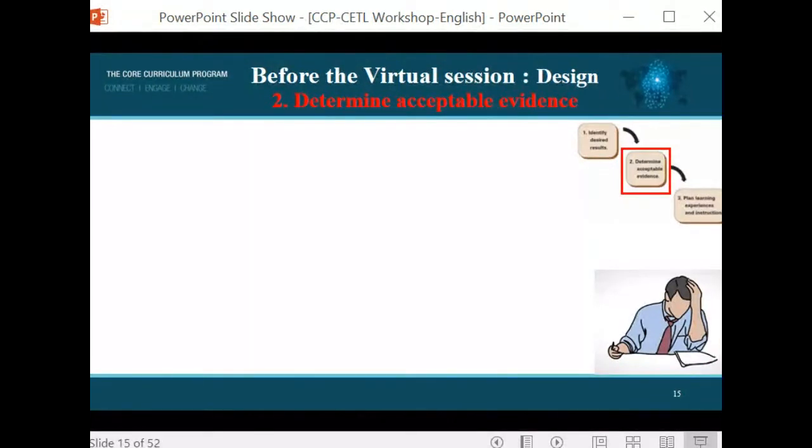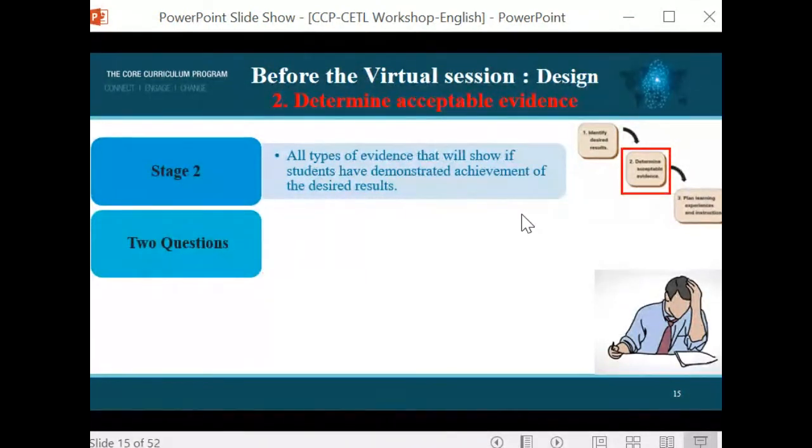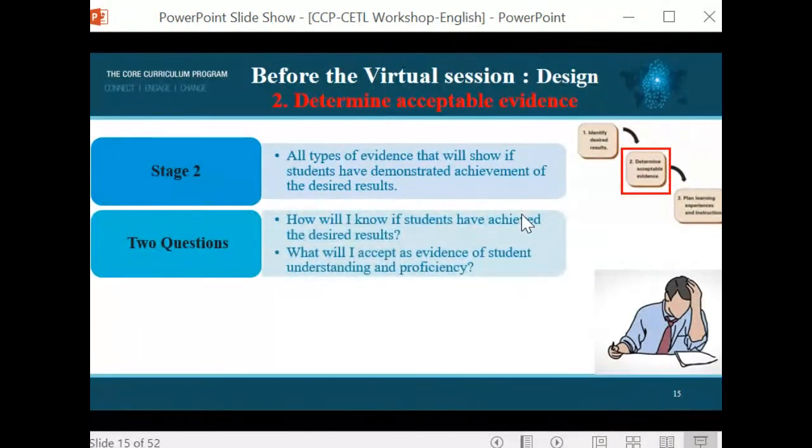So let's move now to the second step of the backward design. The second stage of backward design is the determination of acceptable evidence that refers to all types of evidence that will show if students have demonstrated understandings or achievement of the desired results of the session. At this stage, we should consider 2 questions. First question is, how will I know if students have achieved the desired results? And the second one is, what will I accept as evidence of student understanding and proficiency?